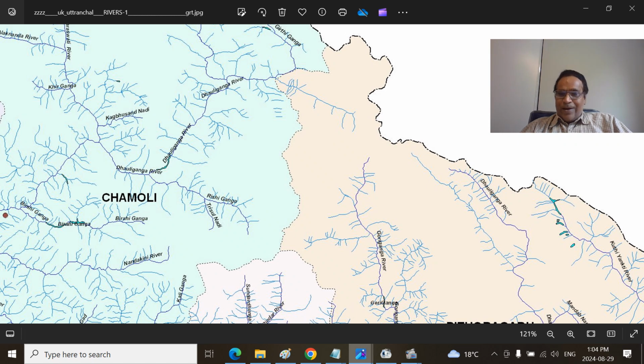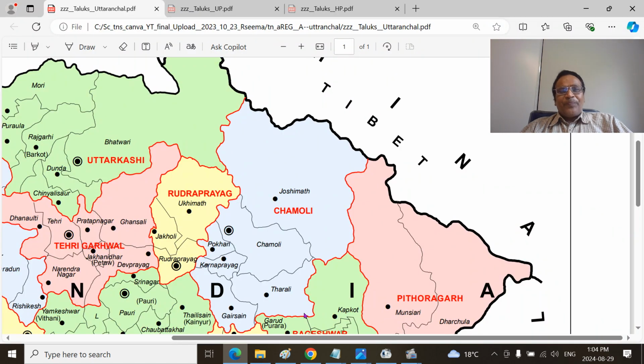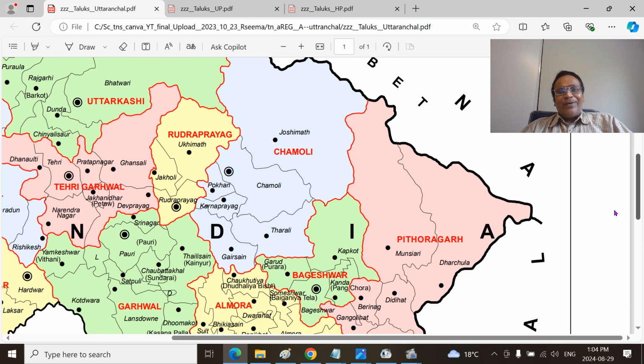And what are the political districts and taluks? Essentially, this is Joshimath on the Alakananda. This is Dauli Ganga. This region we are talking about. It overlaps parts of Chamoli district and Pithoragarh district. That means Joshimath and Kapkot Tehsil, Munsiyari Tehsil, and I'm not sure about that Tehsil, but essentially that's not really that critical. Chamoli Tehsil and Tharali Tehsil, this part we are looking at.